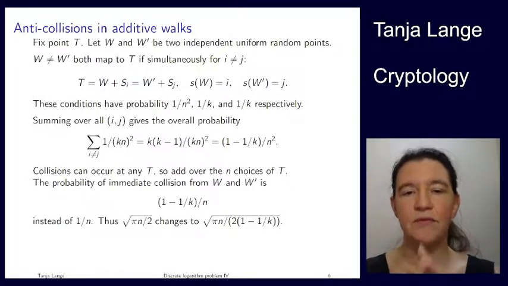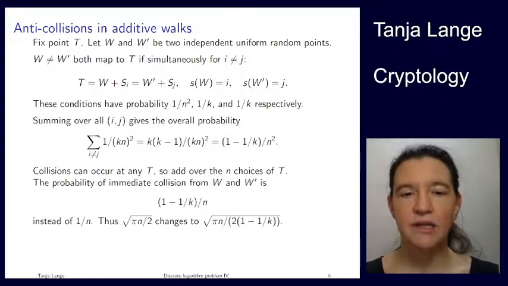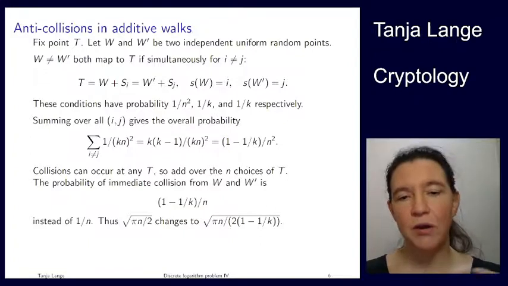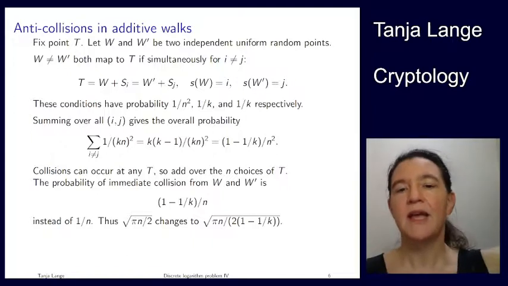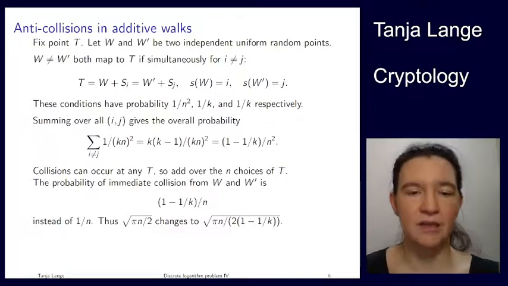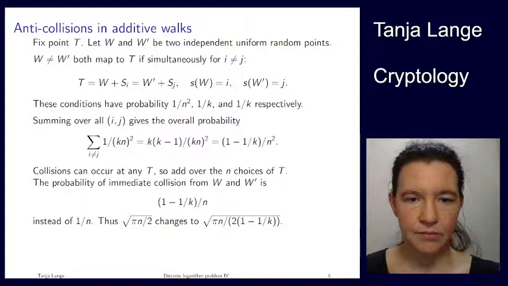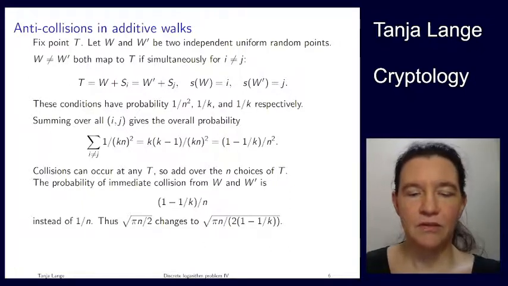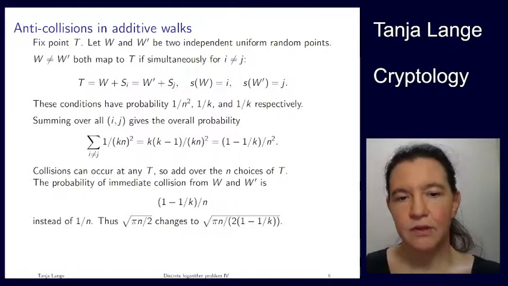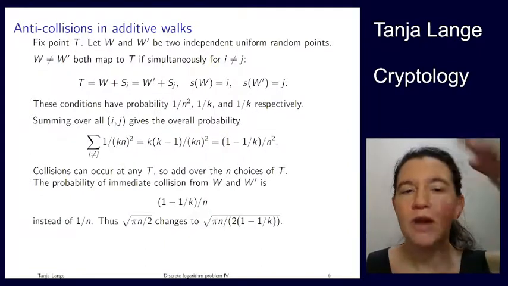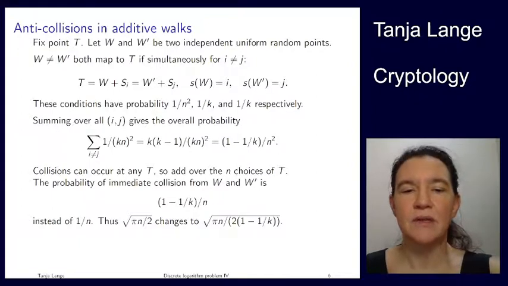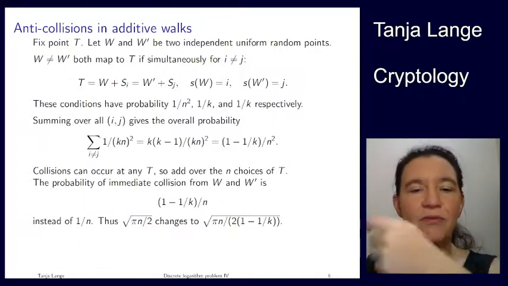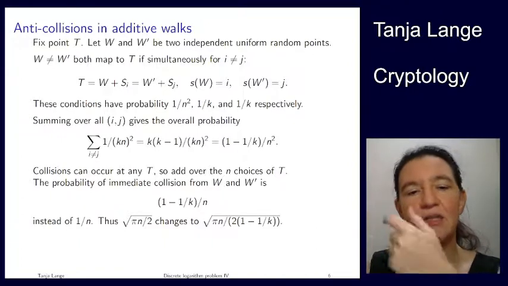Normally, if you have a fully random walk, where any other element is possible as the next element, you have a 1 over n chance. I mean, these two points each make a choice, and with chance 1 over n, they pick the same point. So the probability has gotten worse by this factor. The probability before was 1 over n, and now it's 1 minus 1 over k times that. So it's a little bit worse.